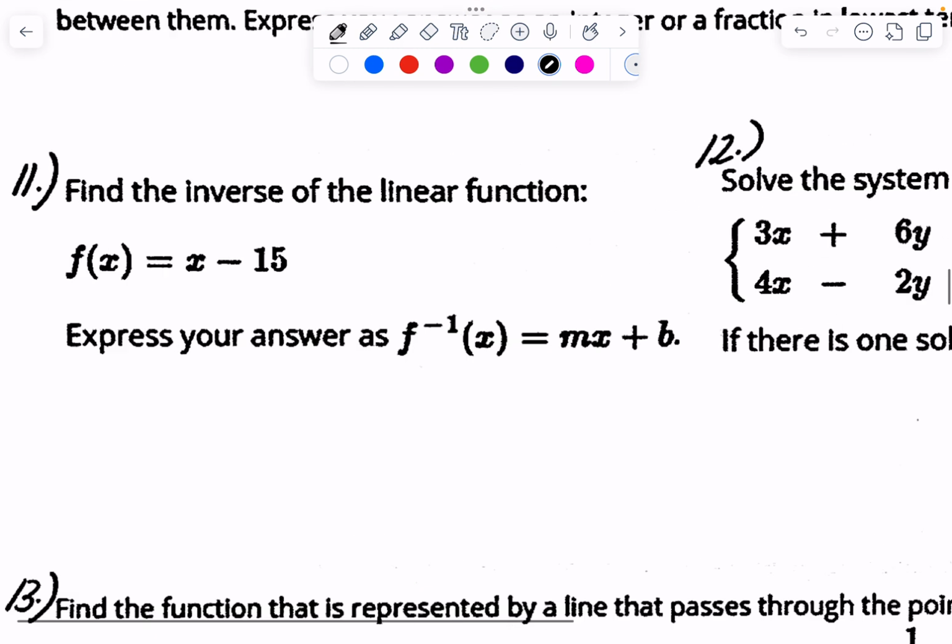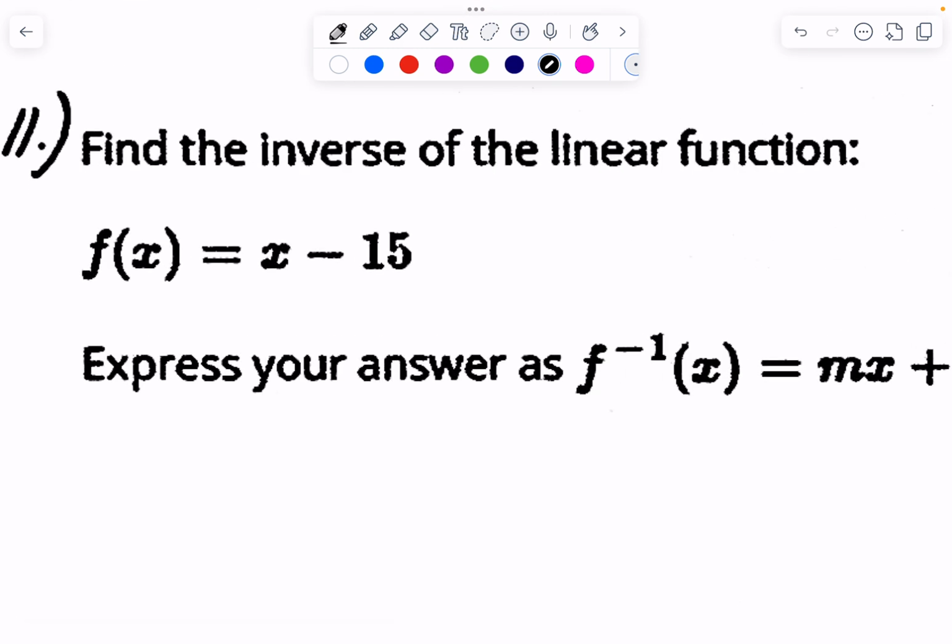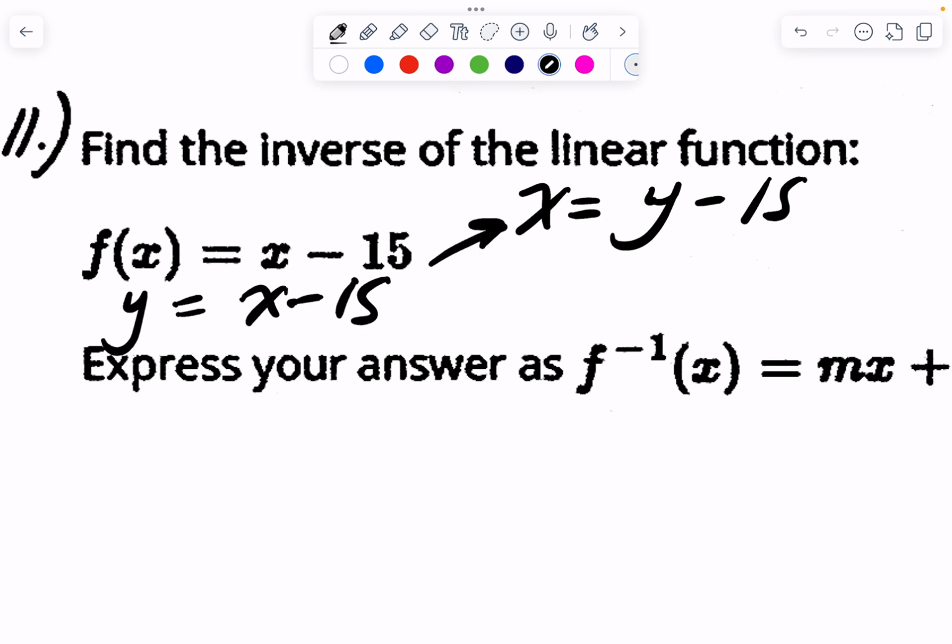Okay, that was easy. Find the inverse. Okay, almost too easy. We switch x and y. We know this is really y equals x minus 15. So what I've done is switch x and y, and then we just solve for y.